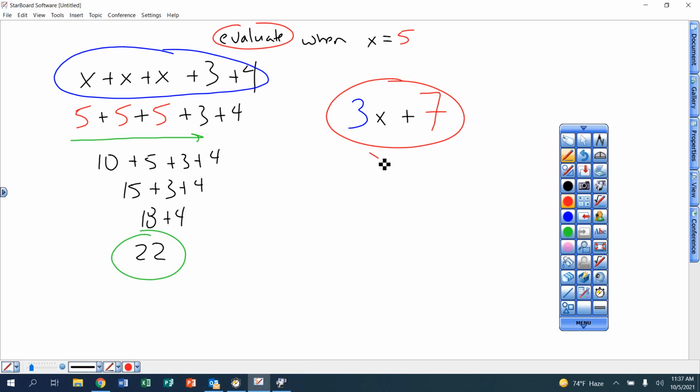Just know, never add these 2 right here. That is the worst thing you could do. Don't add. Unlike terms, you can't add numbers and x's. Only x numbers together, only plain numbers together.